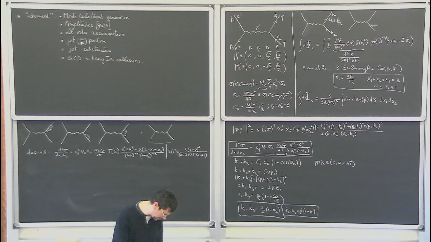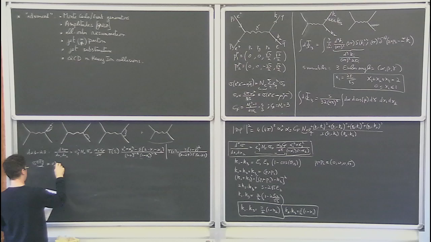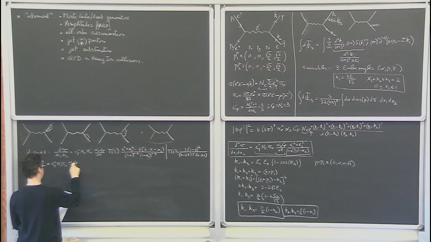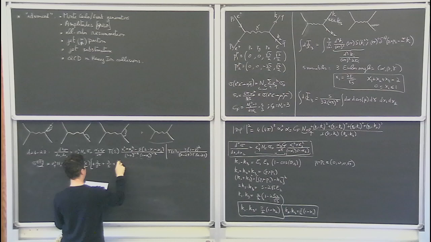So if I do that, at the end of the day, I do get the cross-section for e+ e- to produce q q-bar gluon, say the real piece. I can do the integration over x1 and x2 in this case, and you get e_q squared times N_C sigma 0 alpha_s C_F over 2 pi, T of epsilon times something which is plus two over epsilon squared plus 3 over epsilon plus 19 over 2 plus order epsilon.